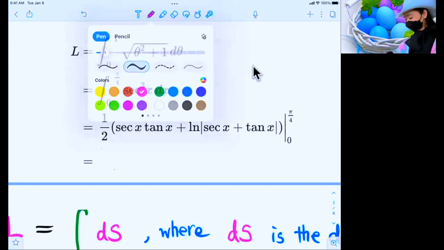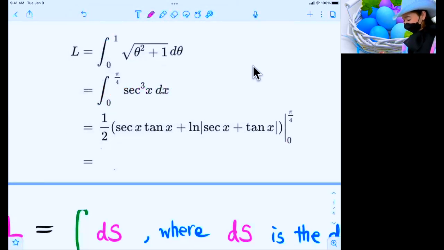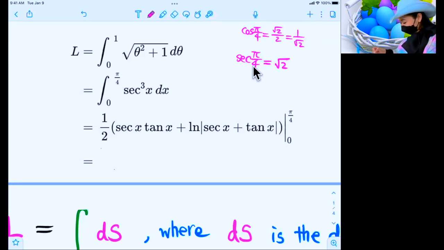Maybe that will be good for some trig review. I'm going to see if you remember from your trig class. What is secant of pi over 4? Let's see who's the best trig student. Yes, this is square root 2. Because secant is the reciprocal of cosine. Cosine of pi over 4 is root 2 over 2, which is the same as 1 over root 2. So you take the reciprocal, so that is root 2. Okay, good job.